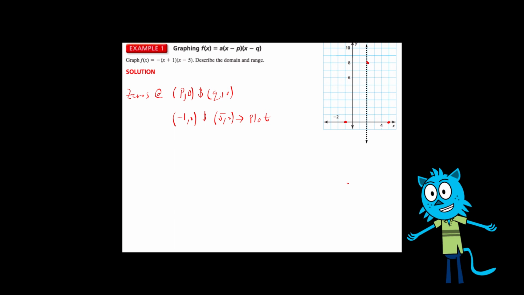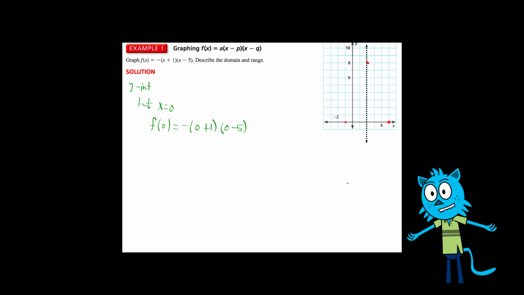Okay? Another point that's good to find is the y-intercept. The y-intercept, that's where it crosses the y-axis. There's different ways of solving for it, but the way we're going to do it here is we're going to let x equal 0, because on the y-axis, what we know is that x is equal to 0, so all we have to do is do a little bit of substitution, where x is equal to 0.